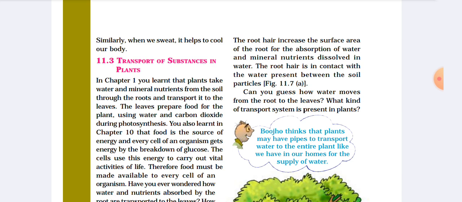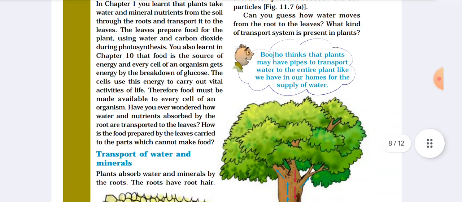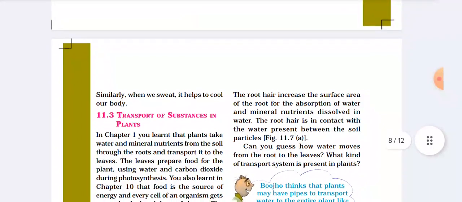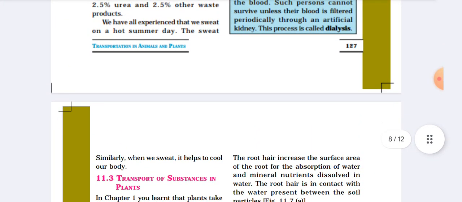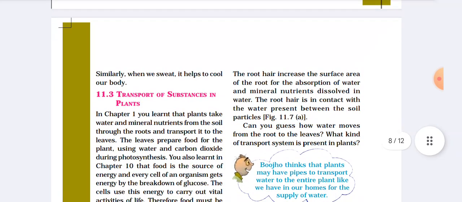Have you ever wondered how water and nutrients absorbed by the root are transported to the leaves? How is the food prepared by the leaves carried to the parts of the plant which cannot make food? Now, as we have blood vessels in our body, plants have similar tubes which are called vessels. The root hairs increase the surface area of the root for absorption of water.